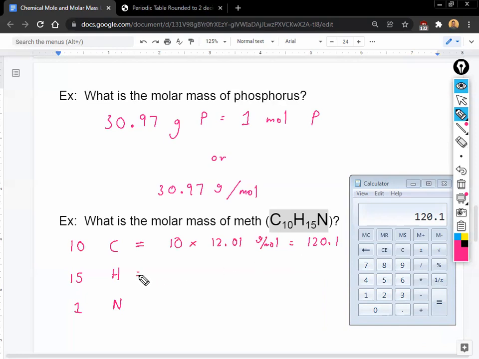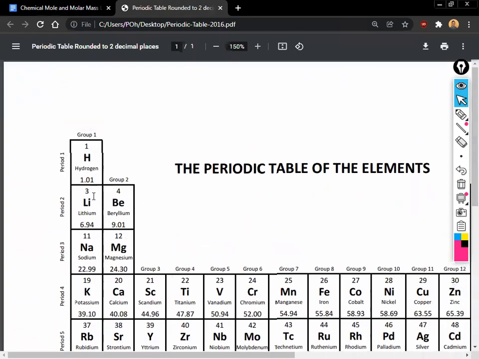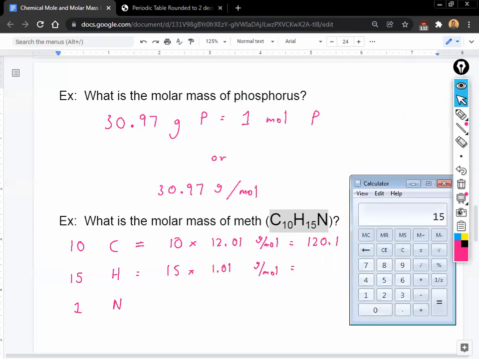Let's go to hydrogen next. What's the molar mass of hydrogen? Yeah, it's just the number on the bottom, 1.01. So we're just going to do 15 times 1.01 grams per mole. We can punch that into our calculator. 15 times 1.01 gives us 15.15.